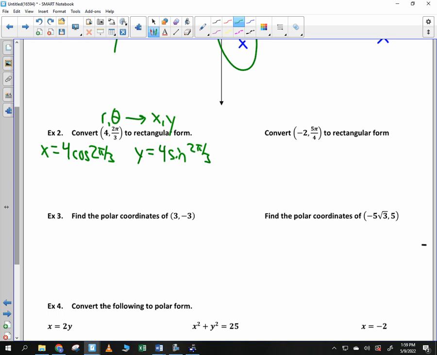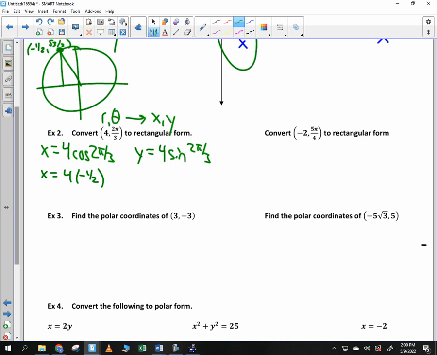Do we know what the exact values of sine and cosine are for 2 pi over 3? Yes, we do. As you look at this right here, 120 degrees places us right there. What is that coordinate? Negative 1/2 and root 3 over 2. Is cosine the x value or the y value? It is the x value. So we have x is equal to 4 times negative 1/2, and y is equal to 4 times root 3 over 2.